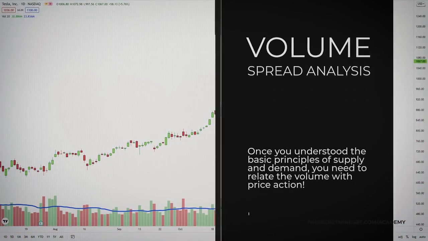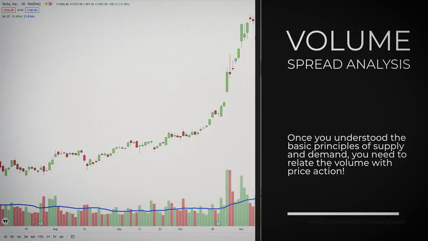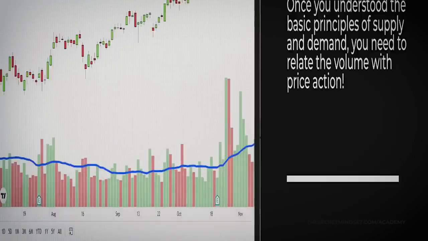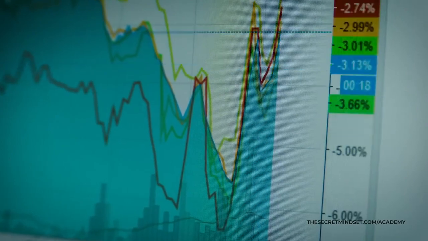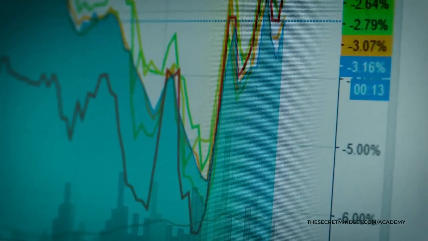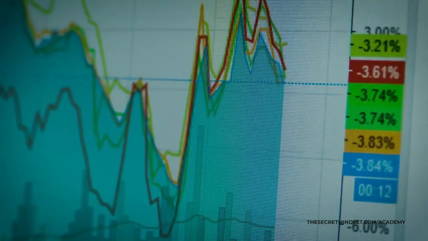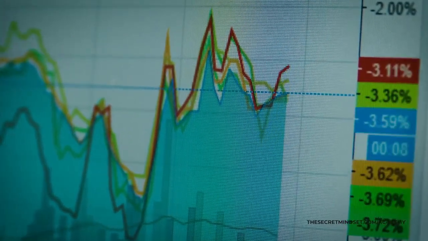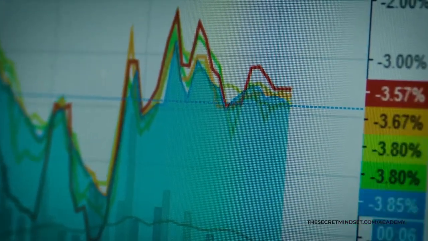Volume is not difficult to understand once the basic principles of supply and demand are understood. This requires you to relate the volume with the price action. To say that the market will go up when there is more buying, demand than selling, and go down where there is more selling, supply than buying, may seem like an obvious statement.